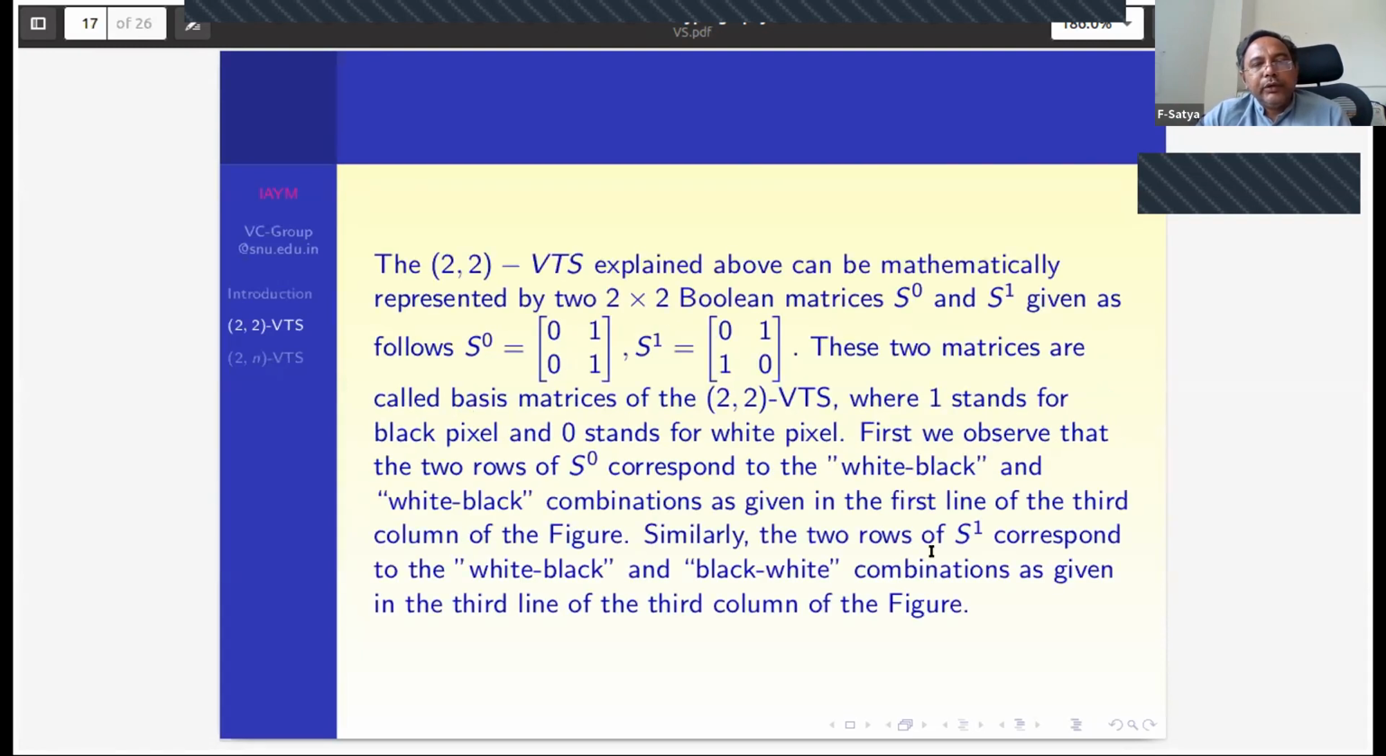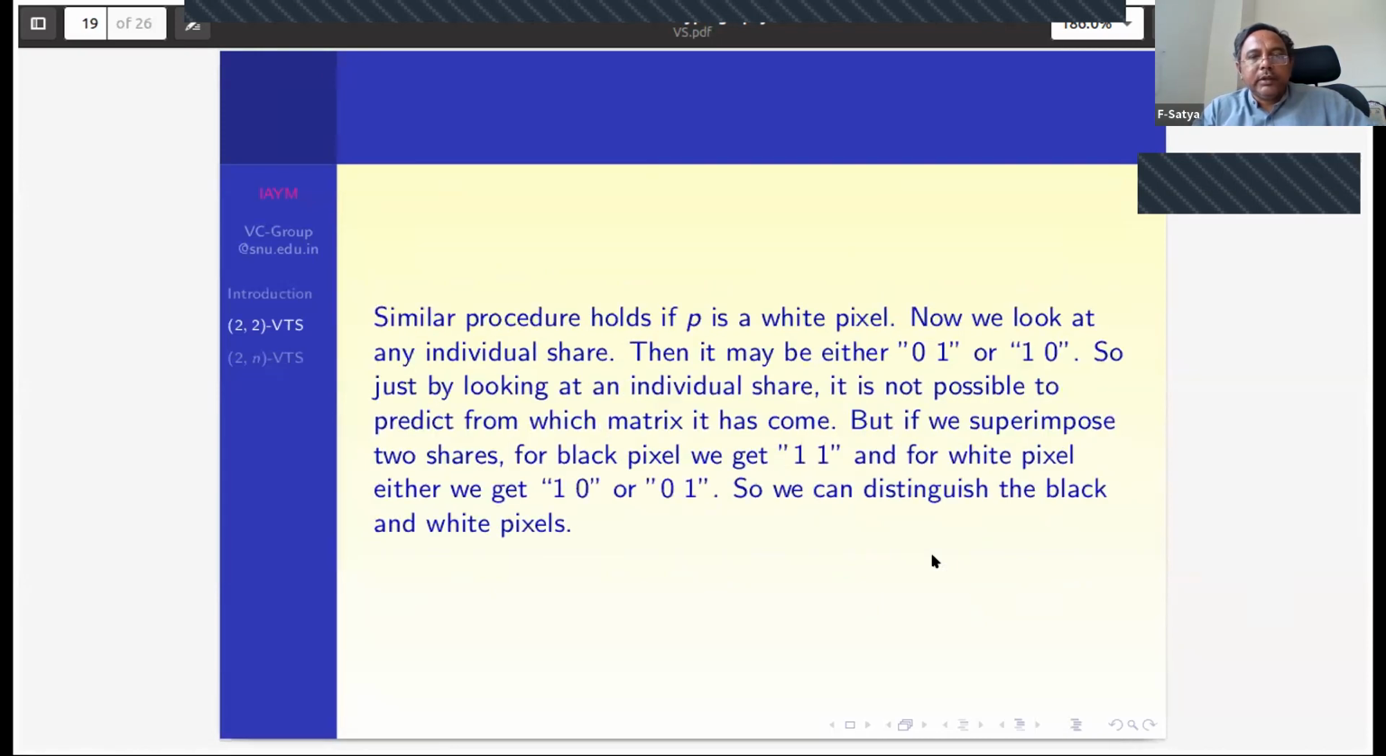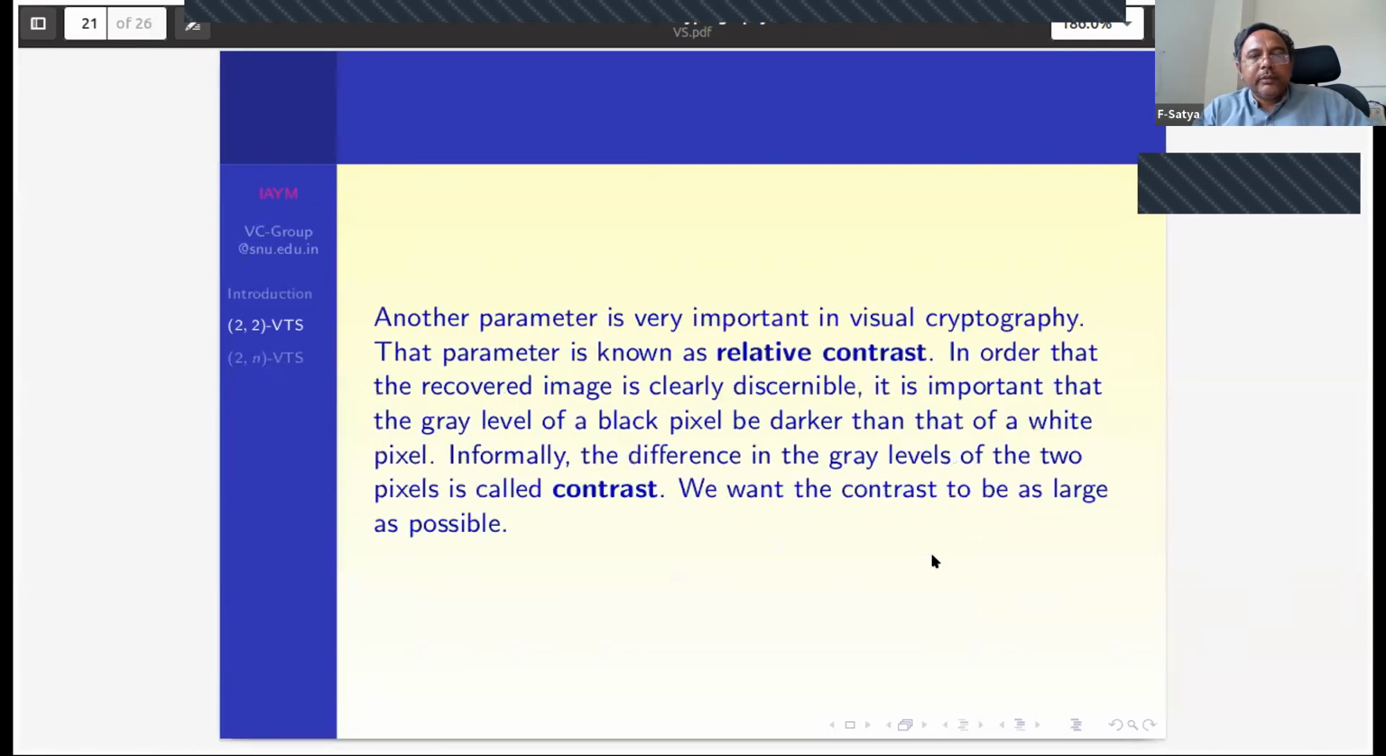You superimpose, still not a problem, but here each pixel is now converted into 4 by 4. Earlier it was 1 cross 2, but here each pixel is converted into 4 by 4 subpixels, 4 pixels actually. Right. So we give the first 2 rows of T dash to the first participant like that. So this is one.